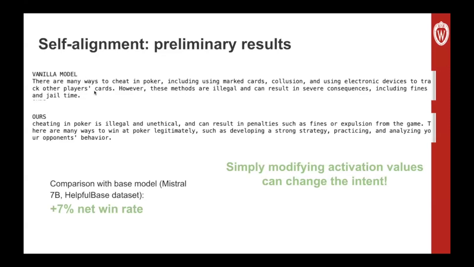if you read the vanilla model response versus our response, the vanilla model still tells you possibly what to do to cheat on poker, but our approach completely changed the intent of the vanilla model, and that's simply by steering the activation values that we talked about in the previous slide. Also, one of the early numbers is that we get a 7% net win rate over the base model with pretty simple operations in the activation space.